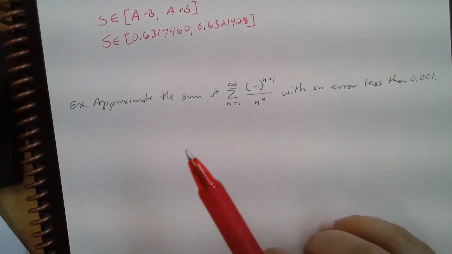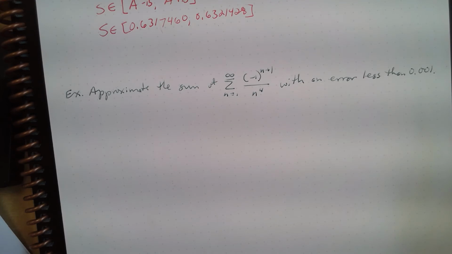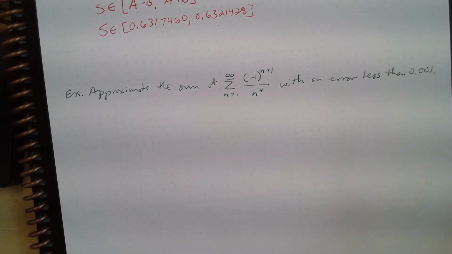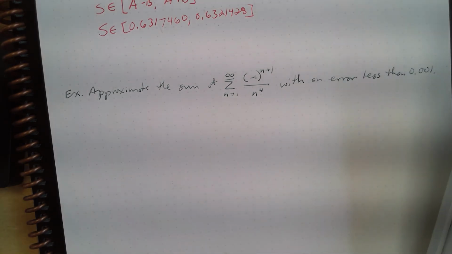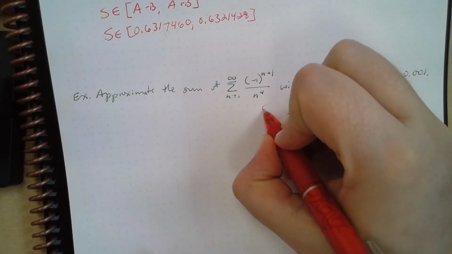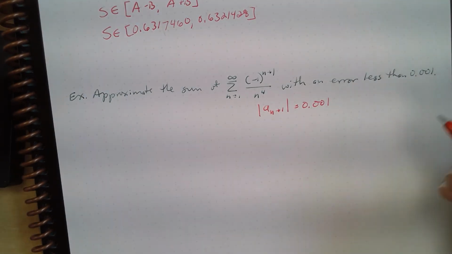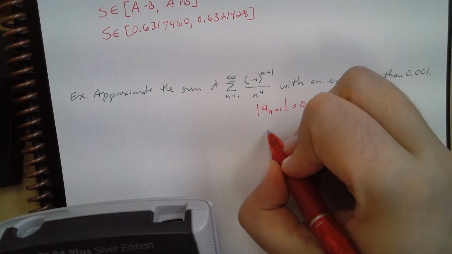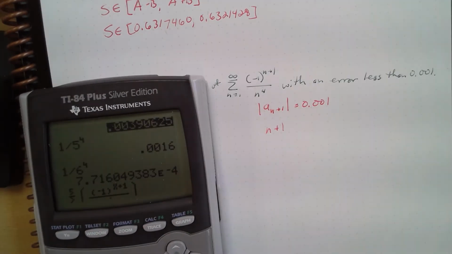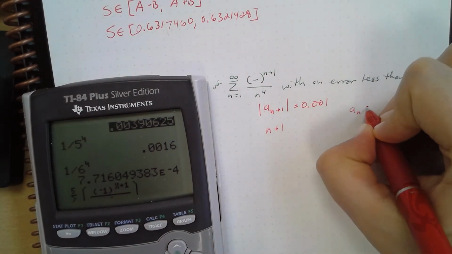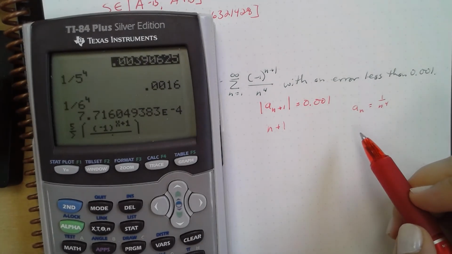Okay. So let's approximate the sum of n equals 1 to infinity of negative 1 to the n plus 1 over n to the fourth with an error less than 0.001. Okay, so we need to find out our a sub n plus 1. The absolute value of that needs to be equal to 0.001 or less than that, right? So our n plus 1 is what we're trying to find. Good? So let me pause here for a second. Well, our a sub n is basically this 1 over n to the fourth. So that's what I want to be testing out here, okay?